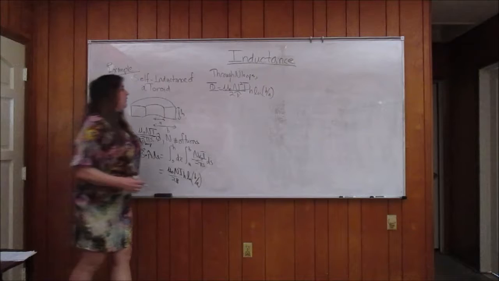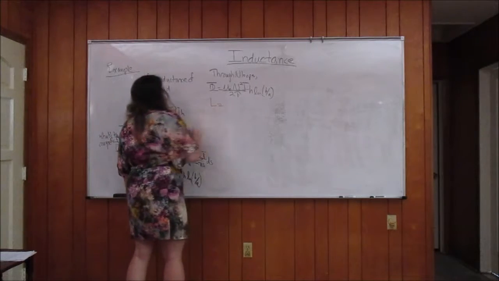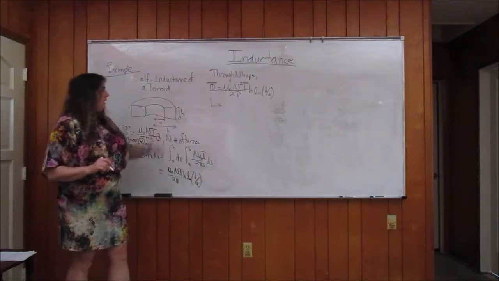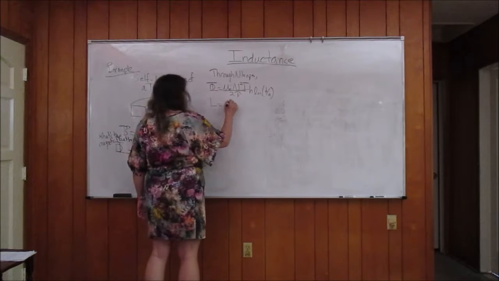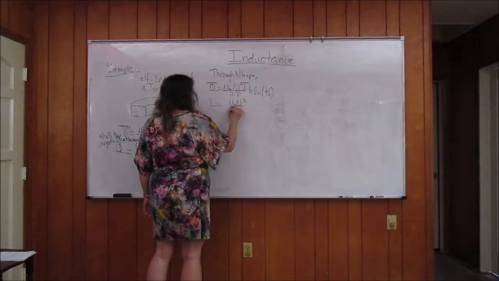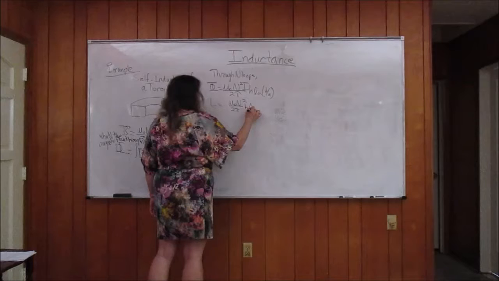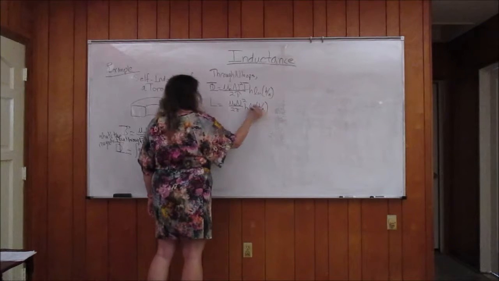It's the self-inductance that we're after, so again, rigid stationary circuit, that's just equal to phi over I, which is just mu naught N squared over 2 pi h natural log of B over A.